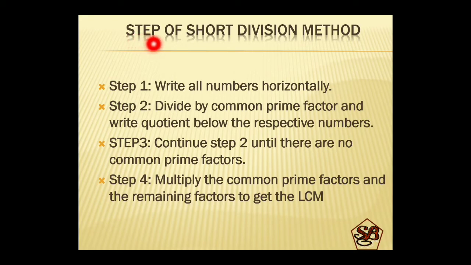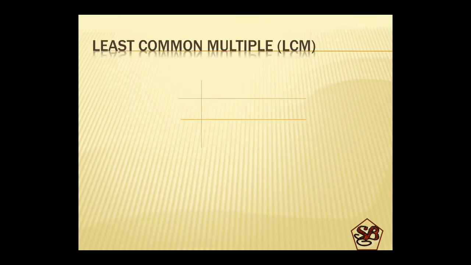Let's understand the steps of the short division method. Step 1. Write all numbers horizontally. Step 2. Divide by a common prime factor and write the quotient below the respective numbers. Step 3. Continue step 2 until there are no common prime factors. Step 4. Multiply the common prime factors and the remaining factors to get the LCM.